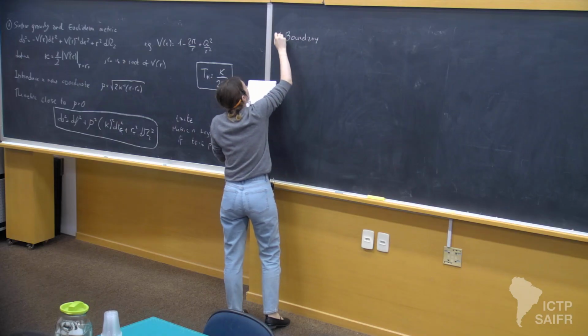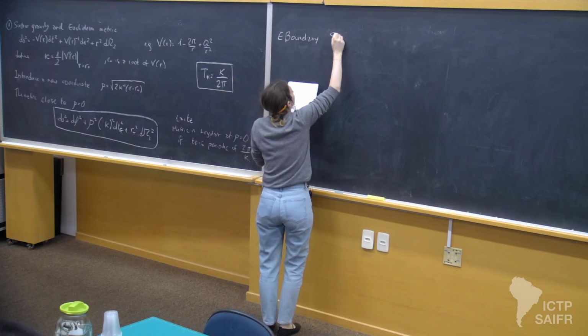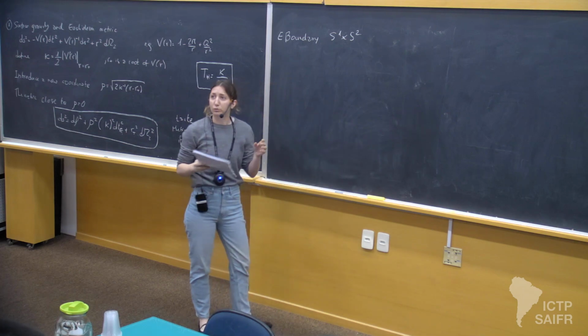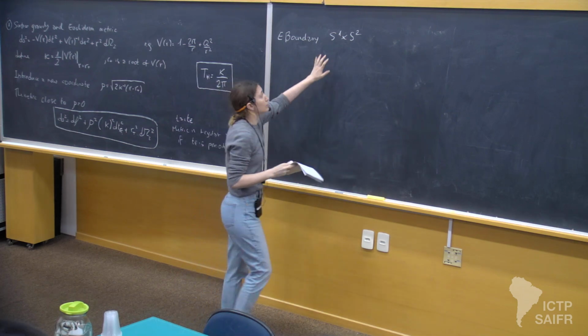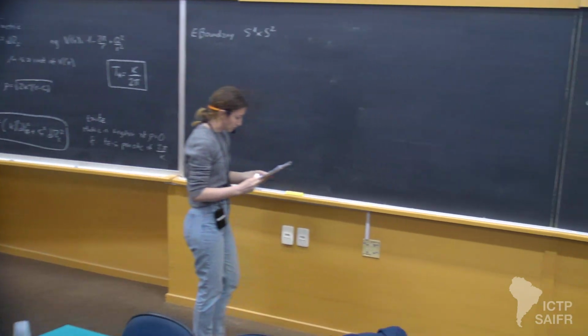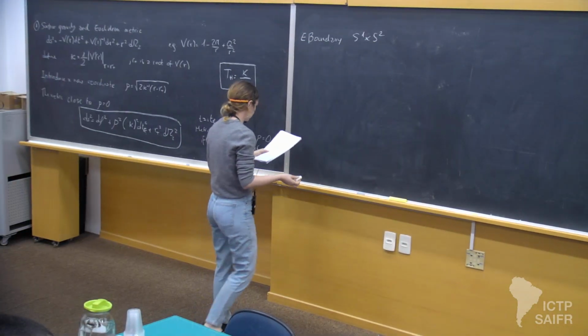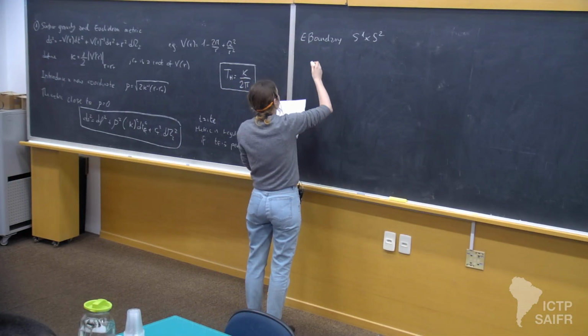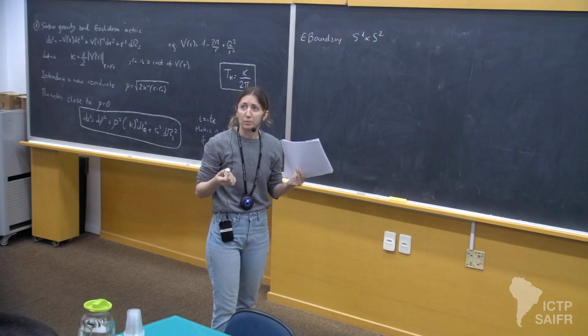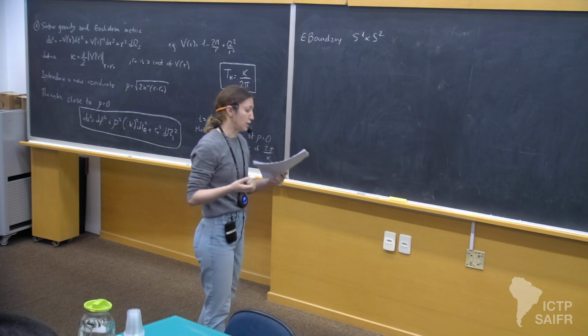Let's say the Euclidean boundary is S1 times S2. In order to compare two different solutions, they need to have the same boundary conditions, so the same boundary as R goes to infinity. So in general, what we need to do now is to compute the thermodynamic potential for this solution, which for us will be the on-shell action.